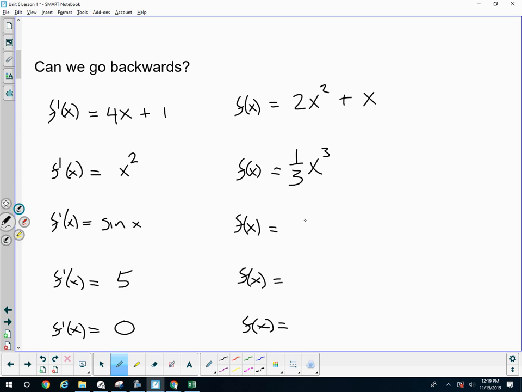Now, I know the derivative of sine is cosine, but if I go opposite, I'm thinking, wait, the derivative of cosine is negative sine. I've got to have a negative in front of this. So if you figured that out, very good. You're going backwards. You have the right idea of things.